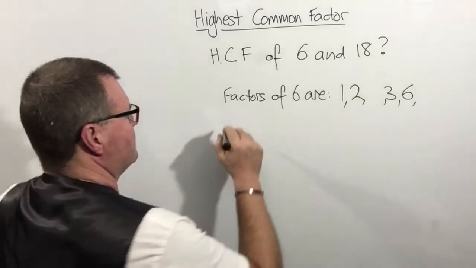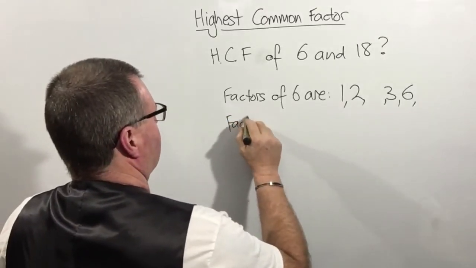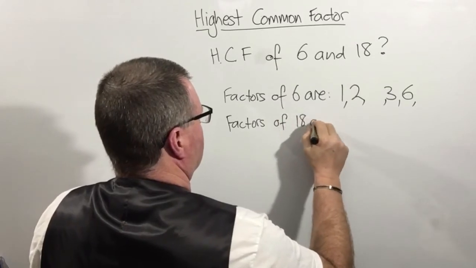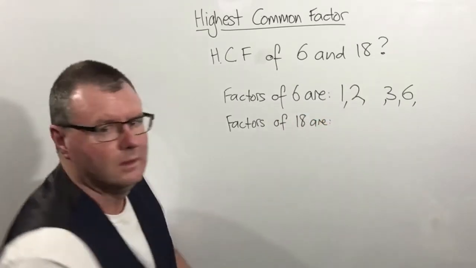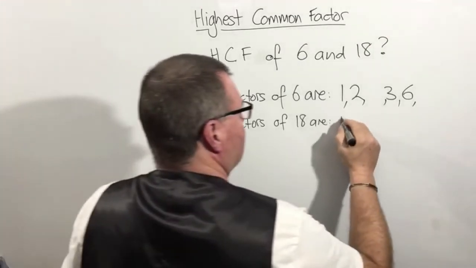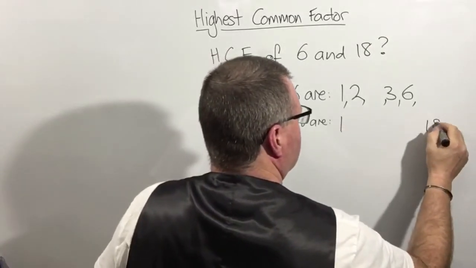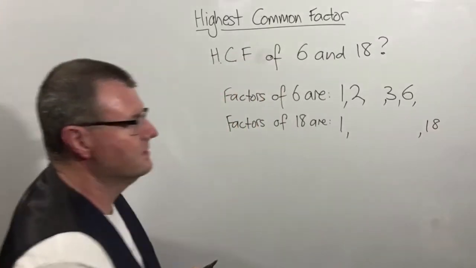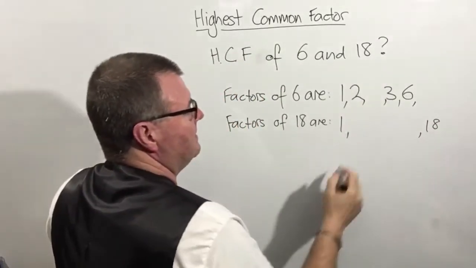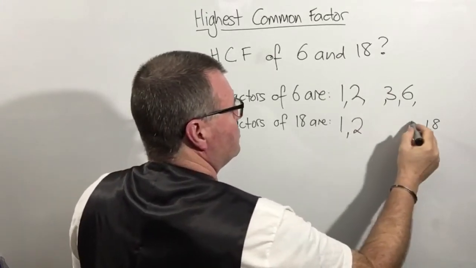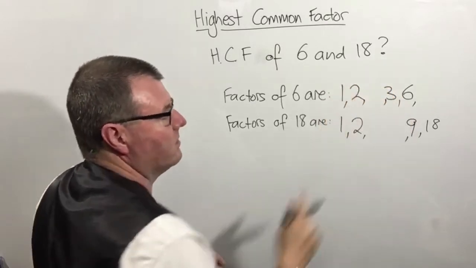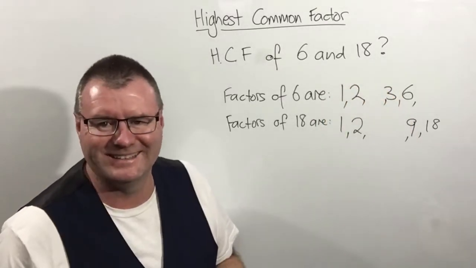Let's look for the factors of 18. Alright, just do the same process. I'm going to go with 1 and 18 as my factors. Let's try the number 2. Does it fit evenly into 18? Yes, it does. 2 times 9. So 2 and 9 are both factors because 2 9s are 18.